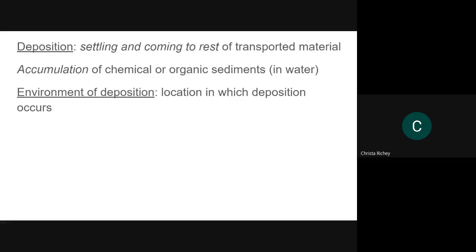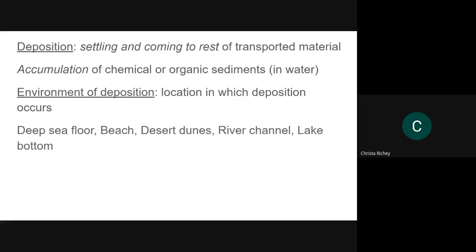It could be that the chemicals are crystallizing back out. So they're coming together, which is what accumulation means. You accumulate, and they recrystallize. There are 5 different environments where we do have deposition of sediments. It's just depositing. That's what deposition means.